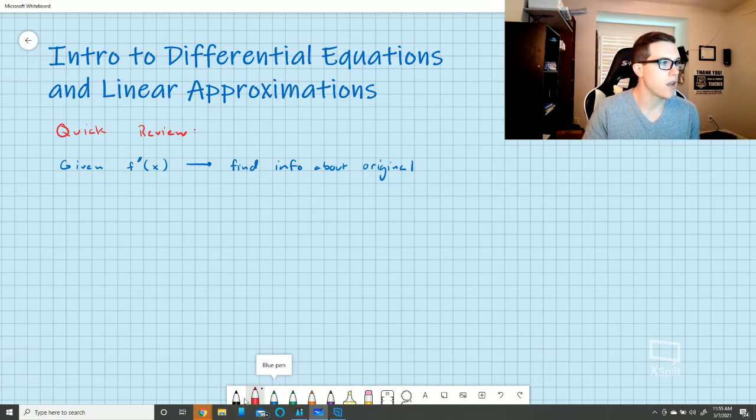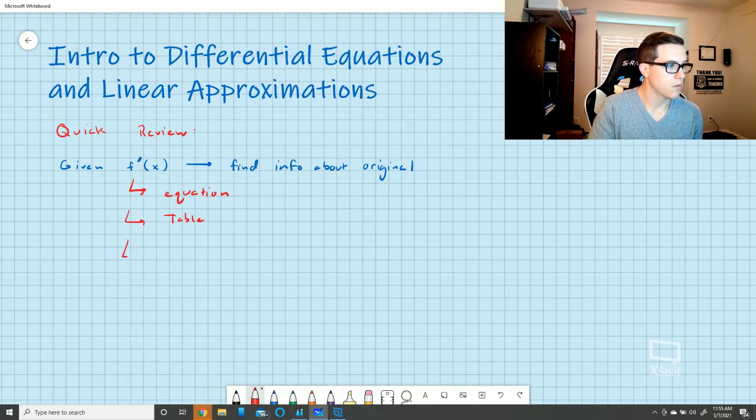How have we seen the rate given? Sometimes we see it given as an equation. Sometimes we've seen it given as a table. Sometimes we've seen it given as a graph. Sometimes they give you this whole notation.